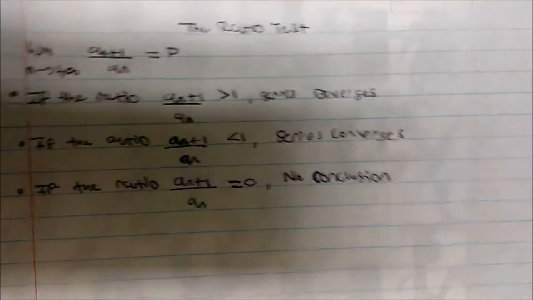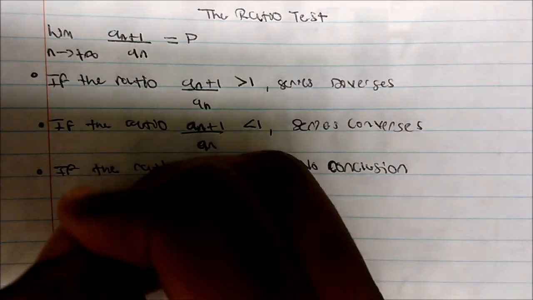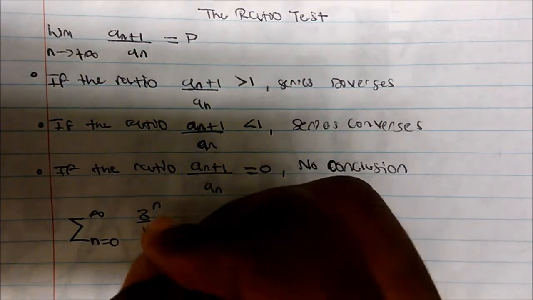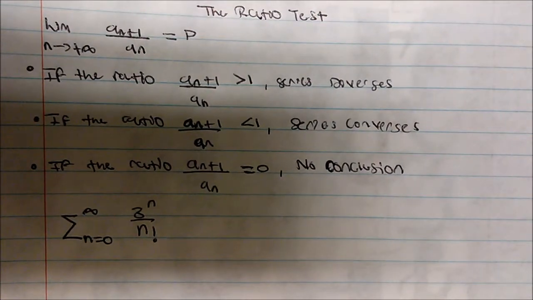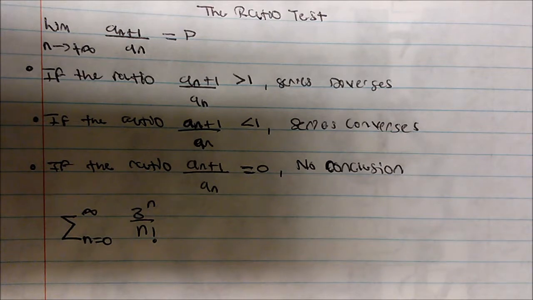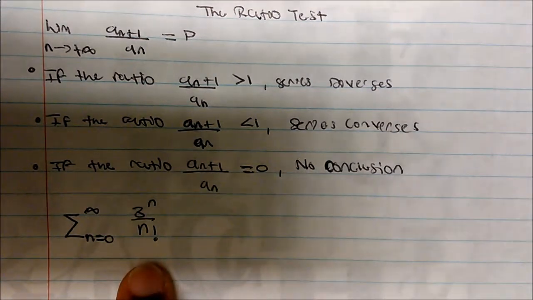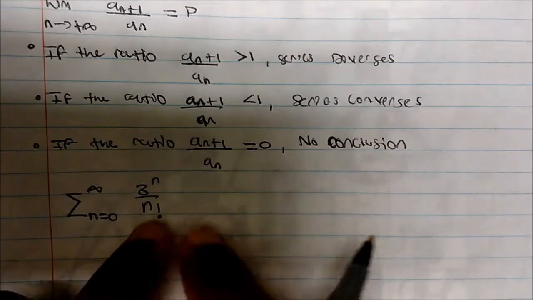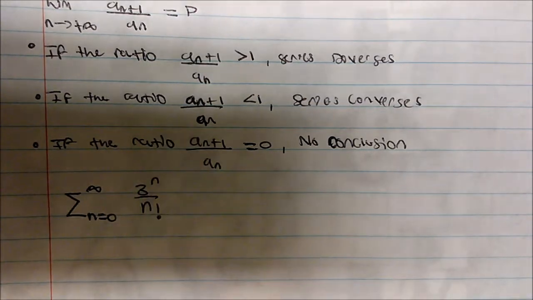Well, let's look. If we're given this series where n is equal to 0 going to positive infinity of 3 to the n power over n factorial. Now, a good tip with the ratio test is that these usually include factorials. So once you see a factorial, you should be thinking of the ratio test. Not all the time, but most of the time. The idea is this is a_n. If I want to get a_(n+1), everywhere that I see n, I'm going to plug in n plus 1.